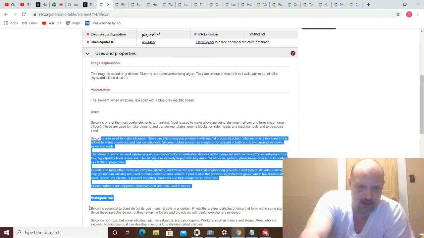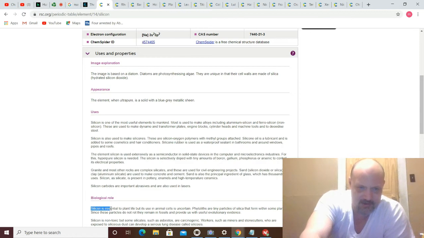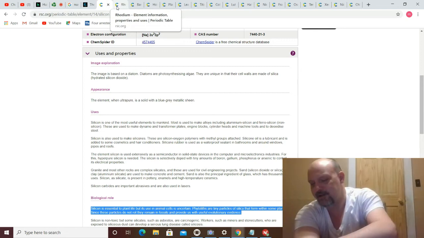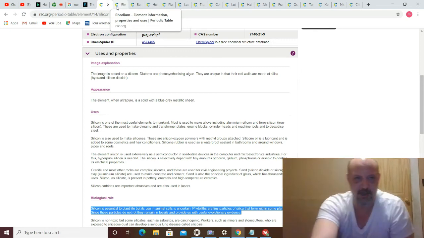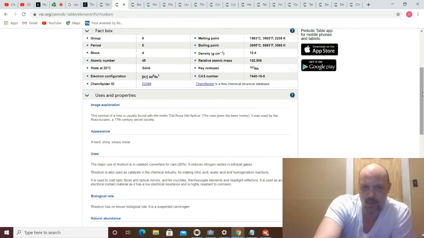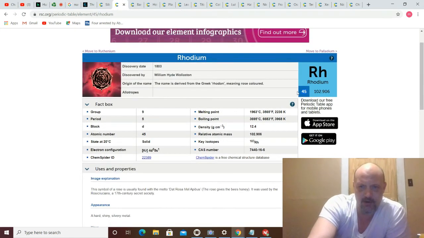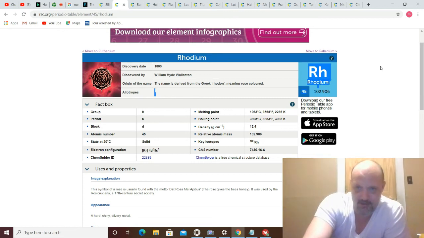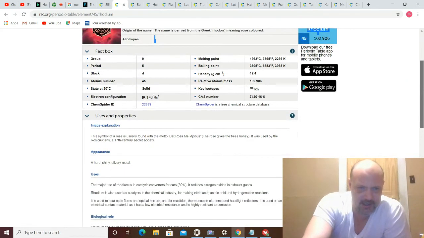but we're going to go to biological role to try to get through this. It's essential to plant life, but its use in animal cells is uncertain. But if you move on from that, you have atomic number 45, which ends up being rhodium. Rhodium, atomic number 45. And rhodium, its symbol is RH. These are the symbols for it on the periodic table. It's a hard, shiny, silvery metal.